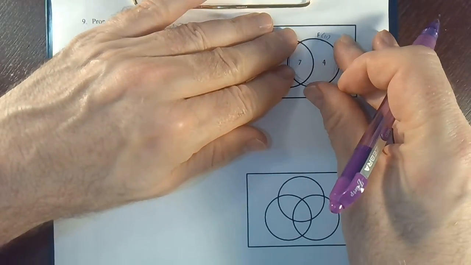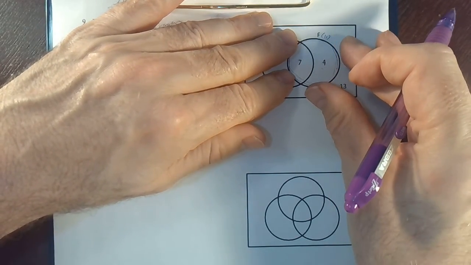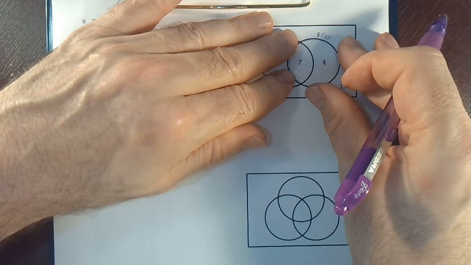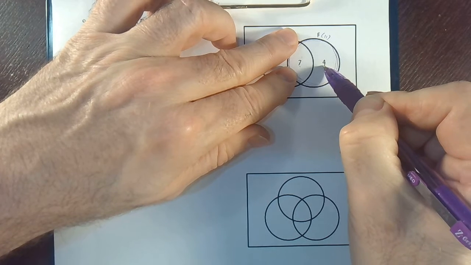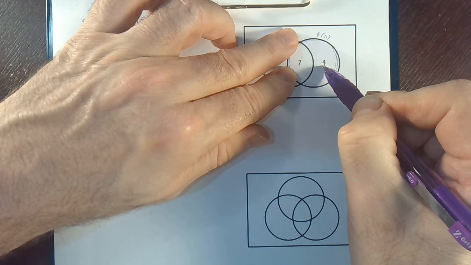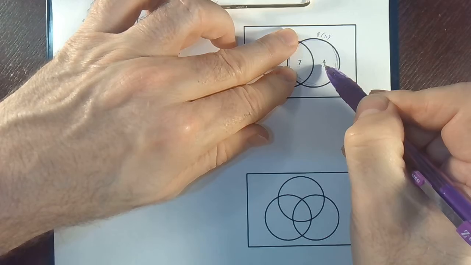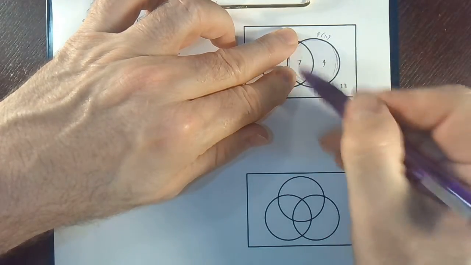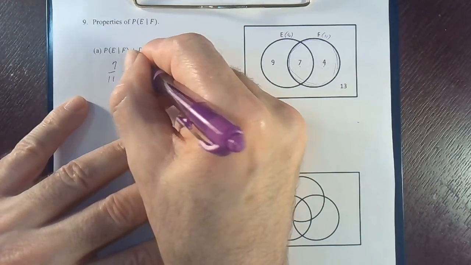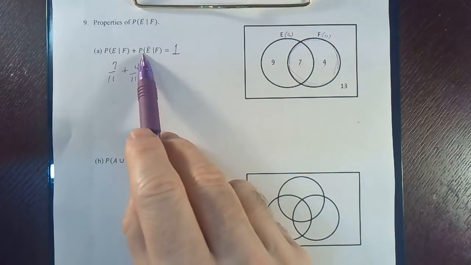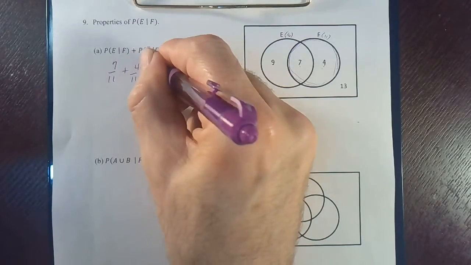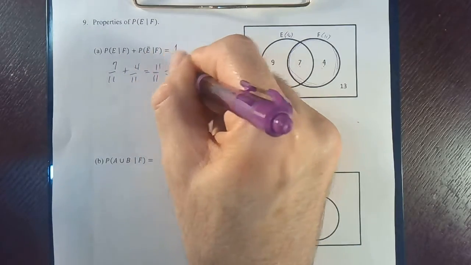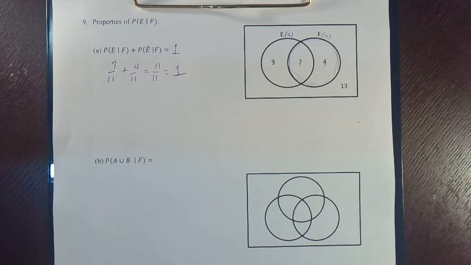All right, the probability that E did not occur given F. Well, given F means we're still in this circle. And we've got 11 in that circle. These 7 are in the E circle. These 4 are in the E complement portion. So 4 out of 11 is the probability that E did not occur given F. And that's equal to 11 over 11, which is 1. All right, let's look at the second one.